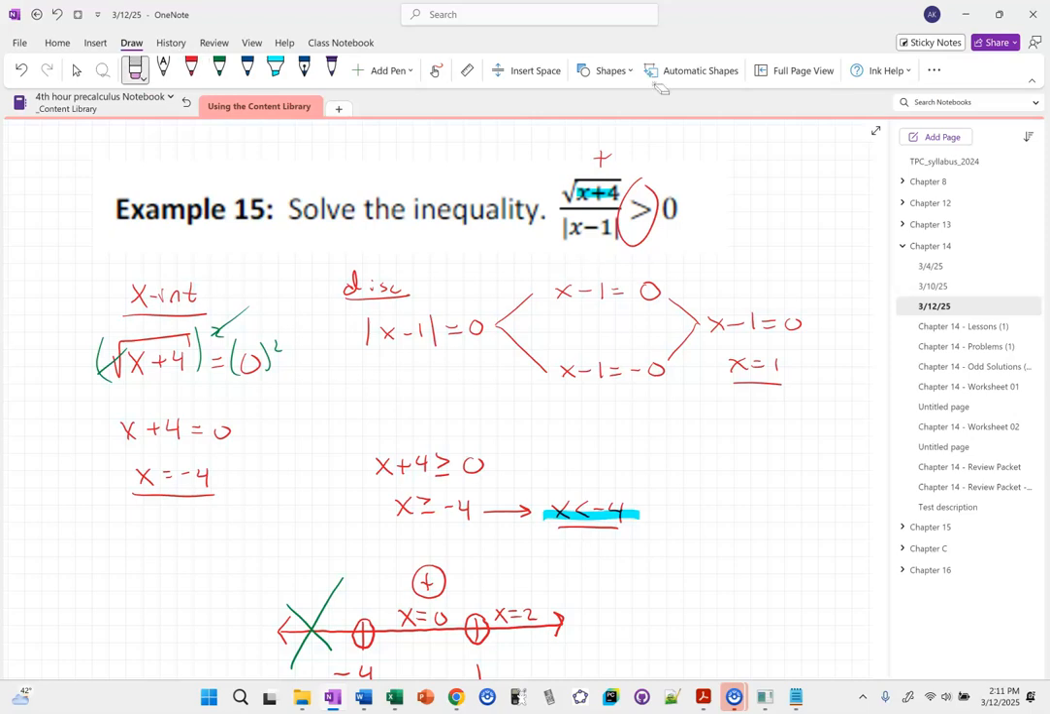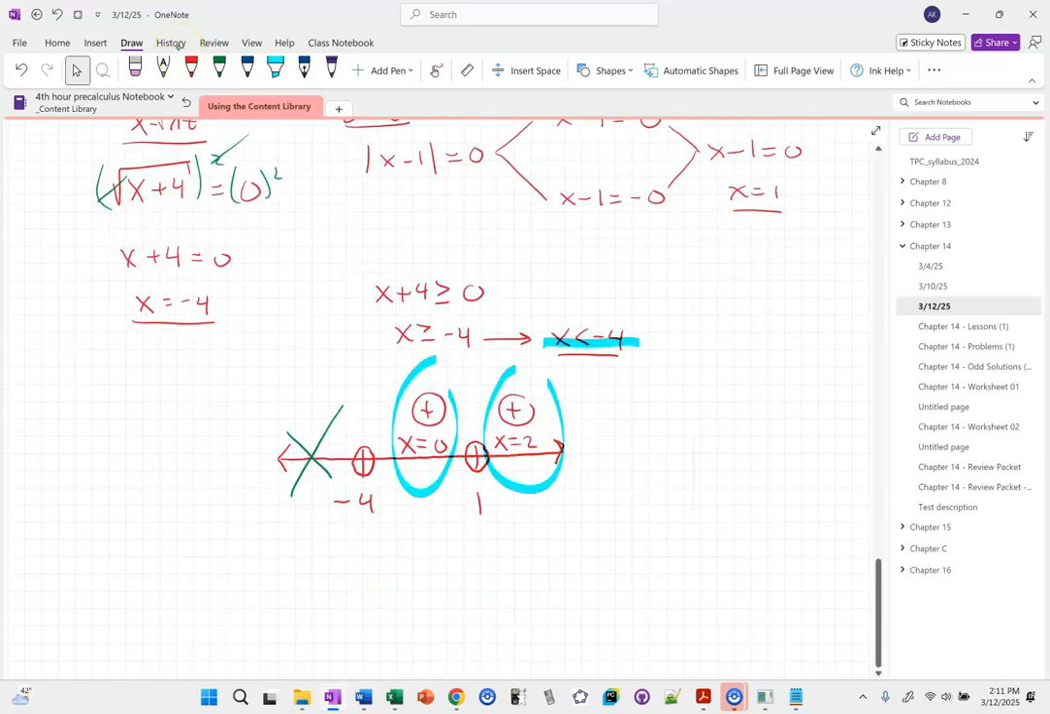If I plug a 2 into the numerator, x plus 2 is positive. The square root of a positive is positive. The denominator, always positive, because it's an absolute value. Positive over positive is positive. So my answer is going to be these two regions.